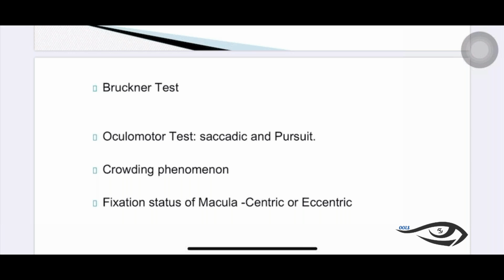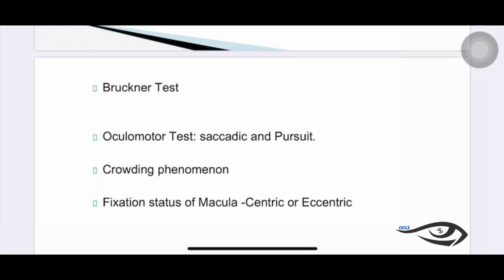Then another is your crowding phenomena. So crowding phenomena is like, if you give a person a single word to read, he can read, but if you give a full line to read, the same person won't be able to read with the amblyopic eye. So that is also a very important part in the amblyopic diagnosis.